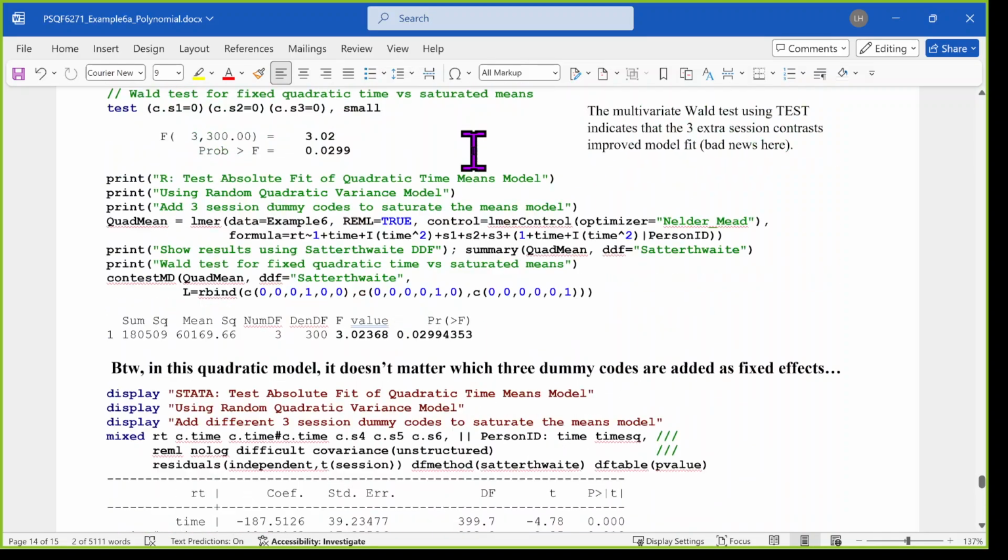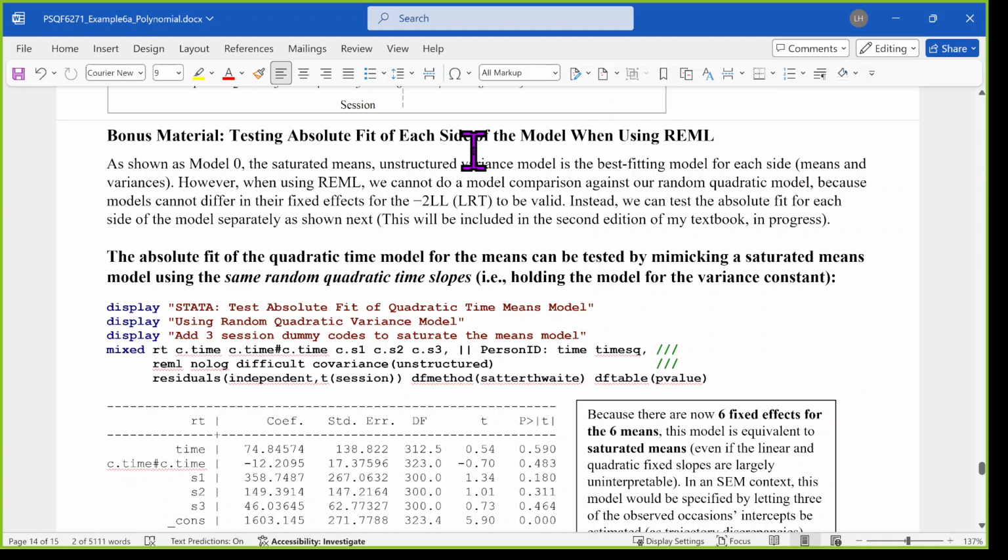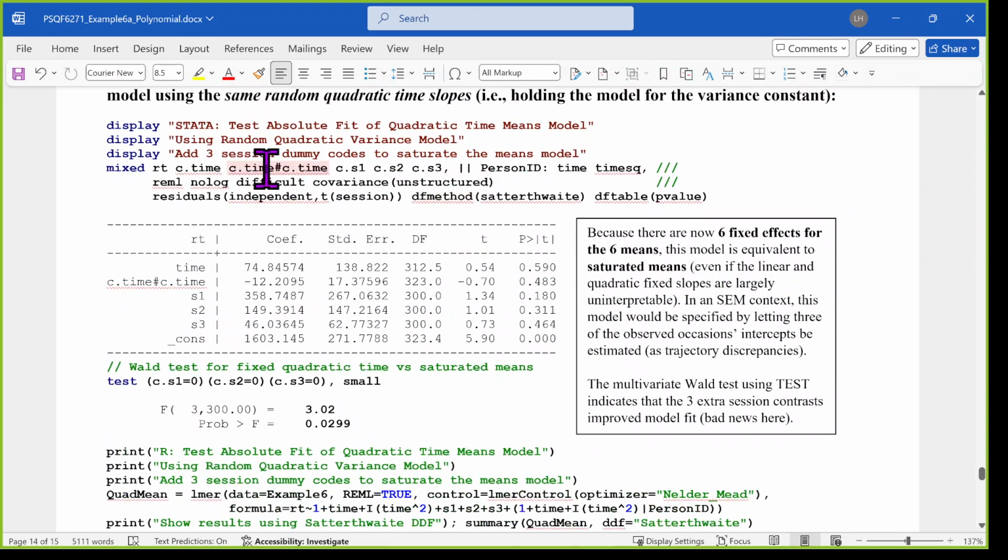So the next set of models is going to answer that question. This also has connections to the world of SEM. So in this example, I am adding 3 new dummy codes.